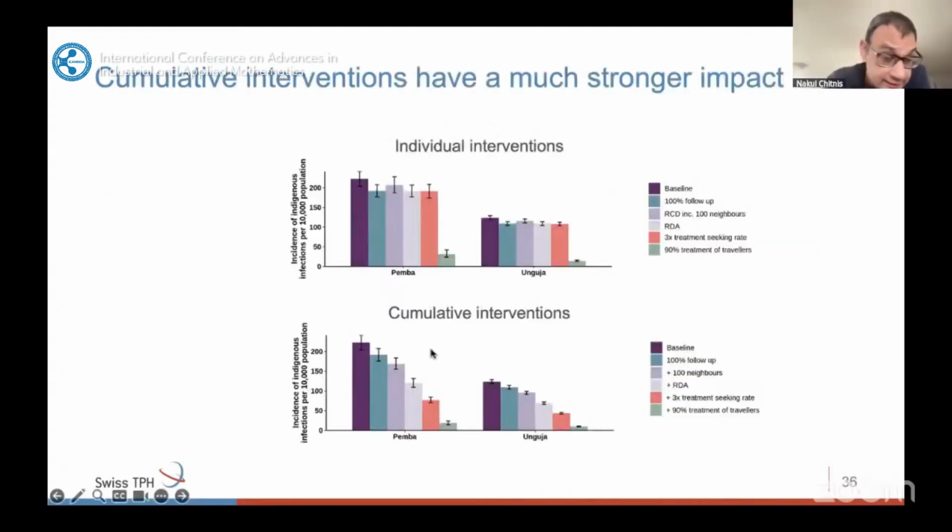We also then looked at the impact of all these interventions, and we saw that individually, each intervention had a relatively small effect. So this is the baseline. These are each of the different interventions. You can see that they don't do very much individually, except for treating almost all travelers. So if you significantly reduce importation, you can have a big effect. But if you stack all the interventions and put them together, you start to see these interventions working really well.